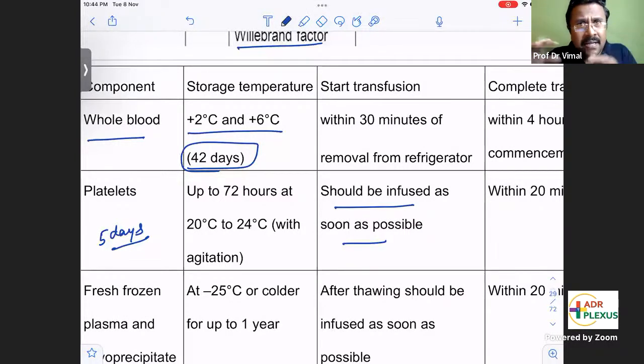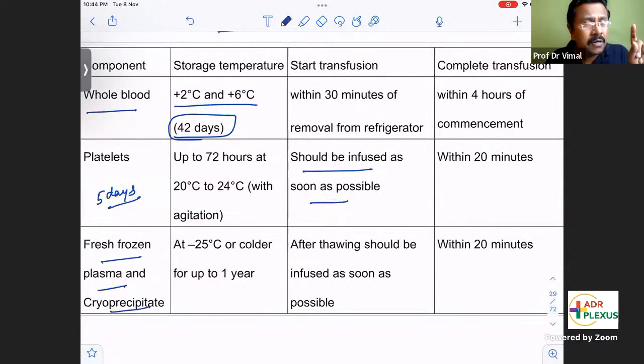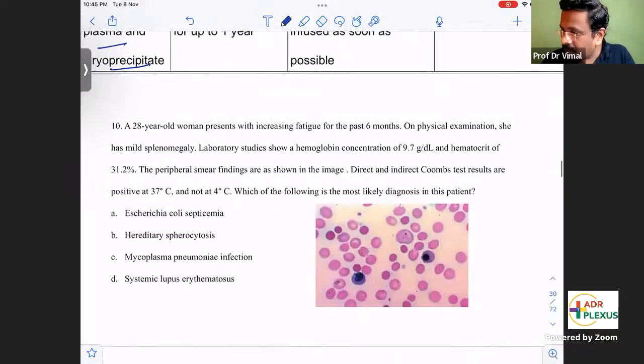When you remove it from the blood bank, the transfusion has to be started immediately and completed within 20 minutes. The same applies to fresh frozen plasma and cryo. One important thing: fresh frozen plasma and cryo have to be thawed before transfusion because they are in a frozen state. So they should be thawed before transfusion, within 20 minutes.